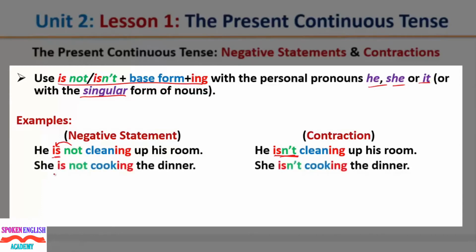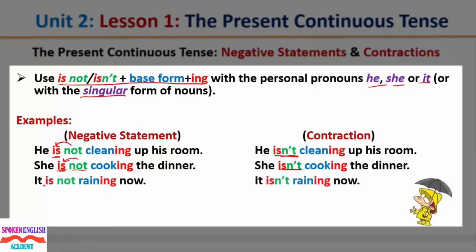Another example: she is not cooking the dinner. Again, notice that the word not is used after the verb. She is not cooking the dinner. The contracted form, she isn't cooking the dinner. Another example, it is not raining now. Again, the word not is used after the verb. It is not raining now. The contracted form isn't. It isn't raining now.